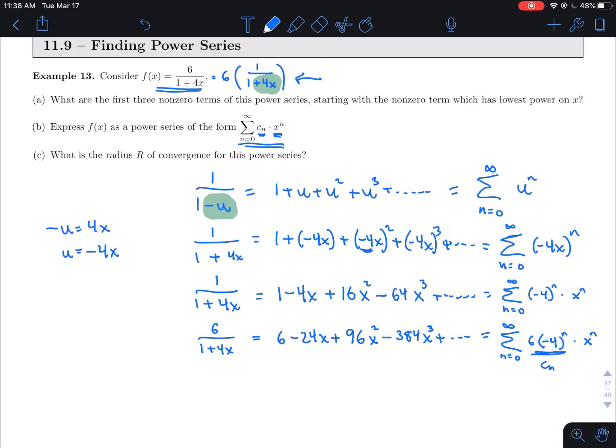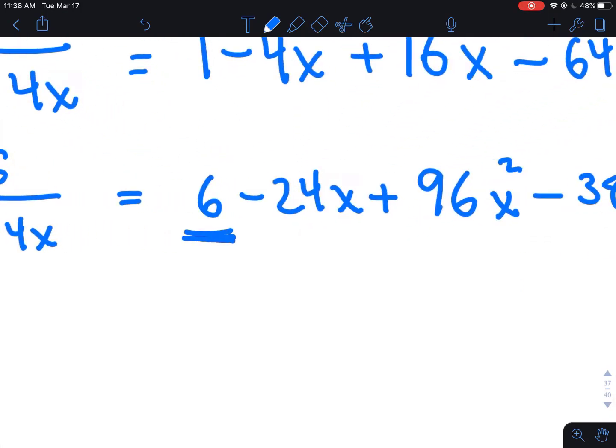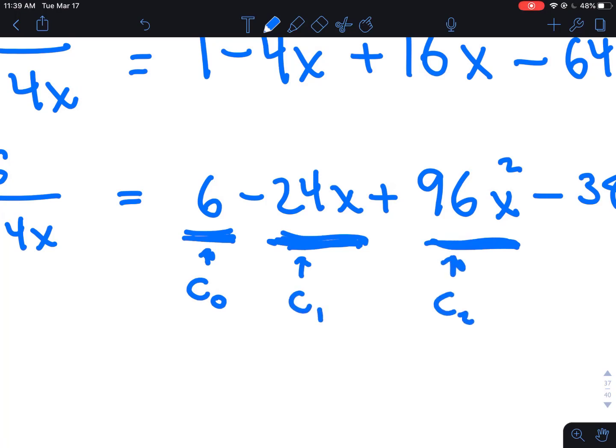Let's go back and reread the questions, right? First of all, what are the first 3 non-zero terms of this power series? Starting with the non-zero term which has the lowest power on x. So of course, this 6 right here has x to the 0th power, so this would be the smallest term. Here we have x to the first power, that'd be the second smallest. And then finally, we'd have 96x squared. And so c sub 0 would be 6, negative 24 will be c sub 1, and 96 is going to be c sub 2, our coefficient that goes along with x squared.